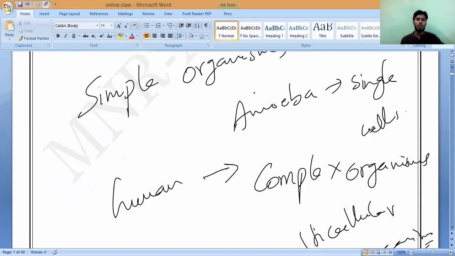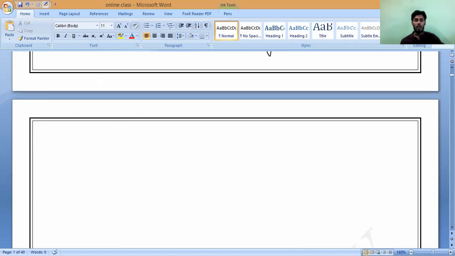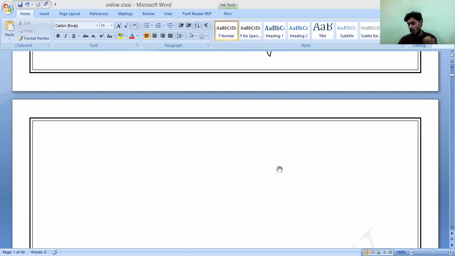Only simple organisms like amoeba are made up of a single cell. So we call them what? Unicellular organisms. Even paramecium also. Their body structure is different, and that is why they have a single cell, while our body is a complex organism like man. Even our skin alone, our muscles alone, our bones alone are made up of thousands or trillions of cells.